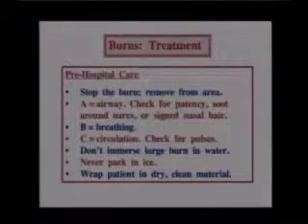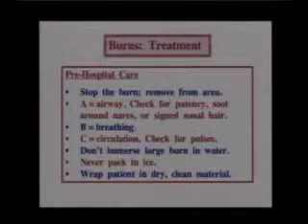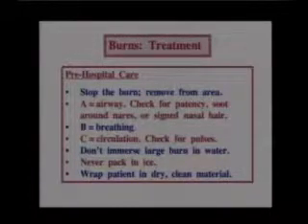Now, if we think about the treatment of burns, we can break this down into several phases. The pre-hospital care of burns. First thing we need to do is stop the burn, remove the patient from the area. We also need to think about airway, so check for patency. If you see soot around the nares or singed nasal hair, this is a good sign that the patient may be at high risk for smoke inhalation.